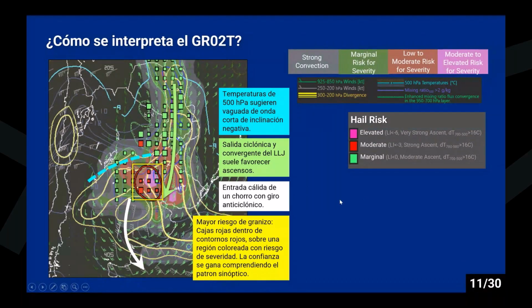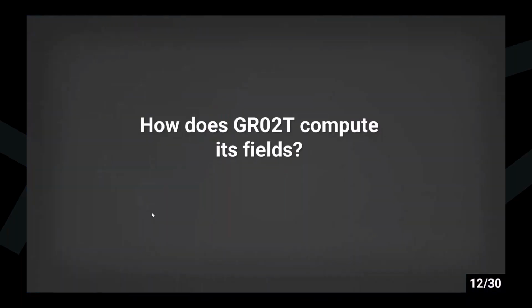Another thing that enhances my chances for hail is that if you look at the barbs here, you have the entrance of an upper jet, an anticyclonically curved upper jet. So this is also a region where you might get enhanced ascent. So what I wanted to conclude with all this is that understanding the synoptic pattern is key. So don't just look at the algorithm blindly, but also try to understand what is going on with the synoptic pattern.